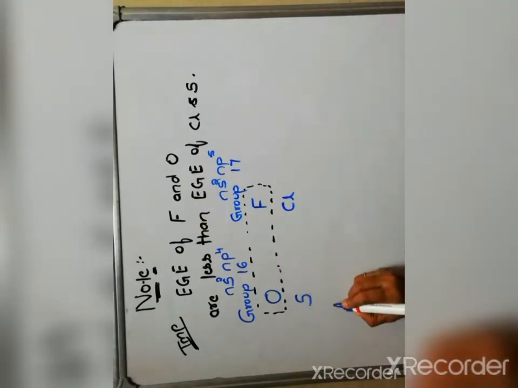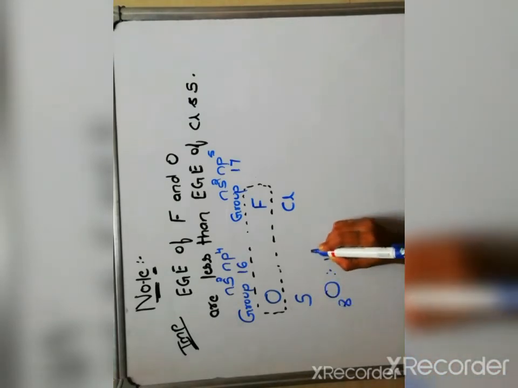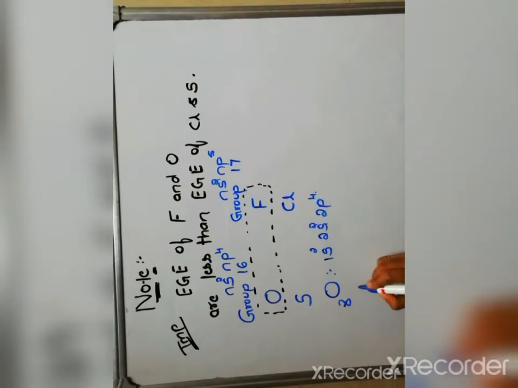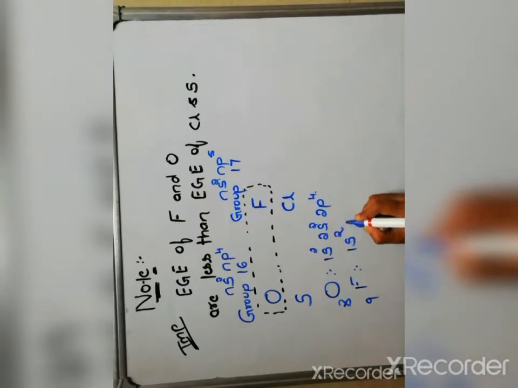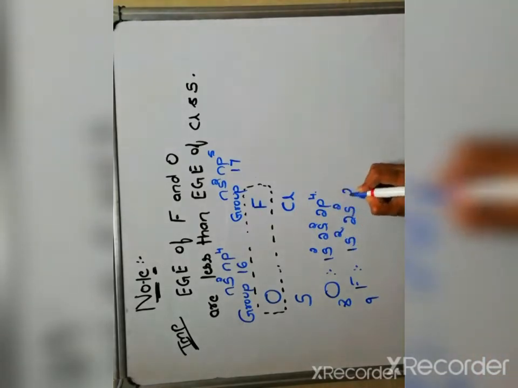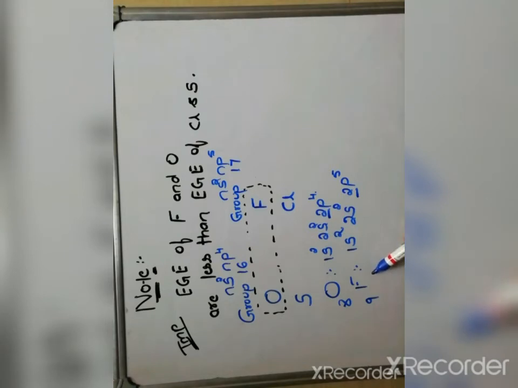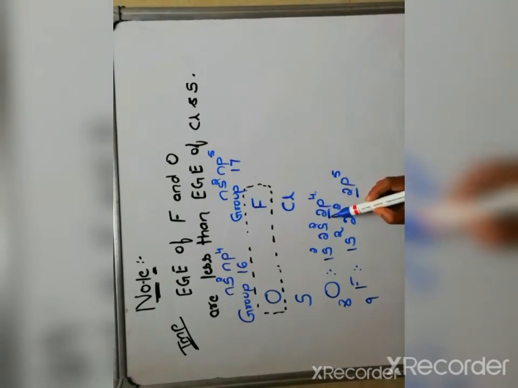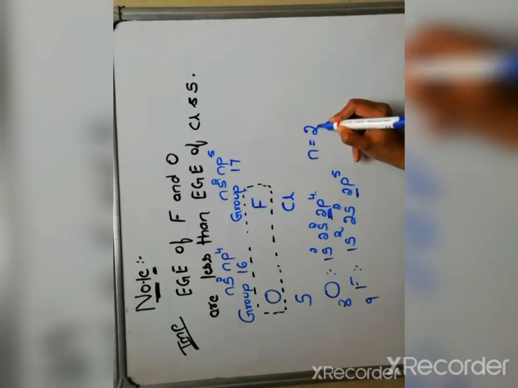Oxygen atomic number is 8, that is 1s2, 2s2, 2p4. Whereas in the case of fluorine, the atomic number is 9, and we write it as 1s2, 2s2, 2p5. So the electron gain enthalpy of oxygen and fluorine are less. This is because here the added electrons will enter into the same shell. Same shell, and what is the value of n here? n is equal to 2.